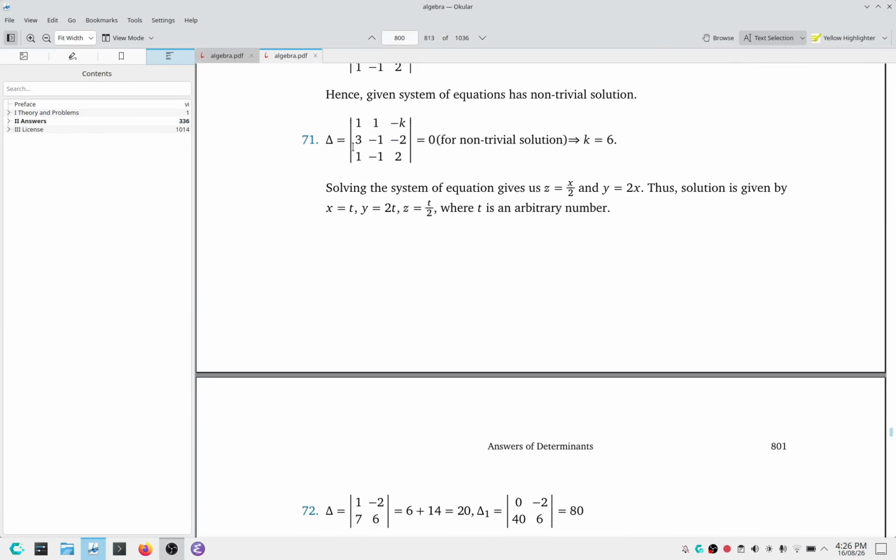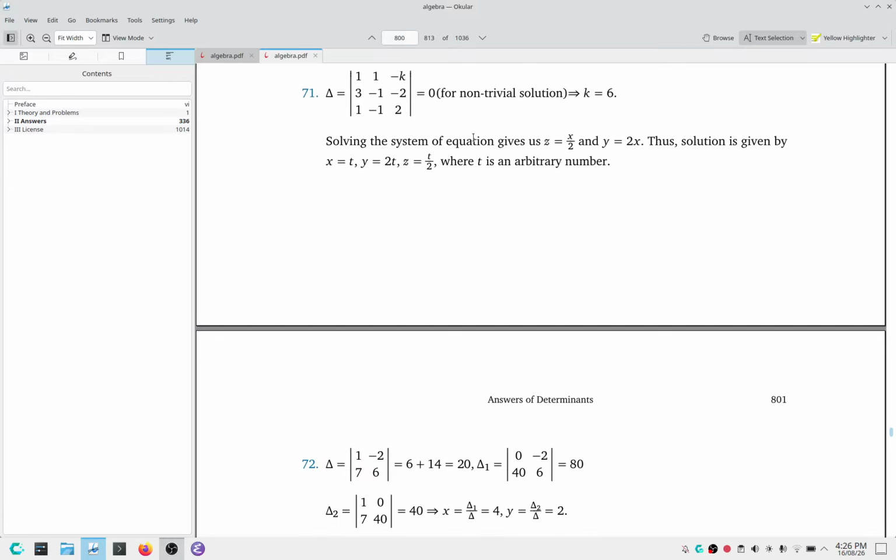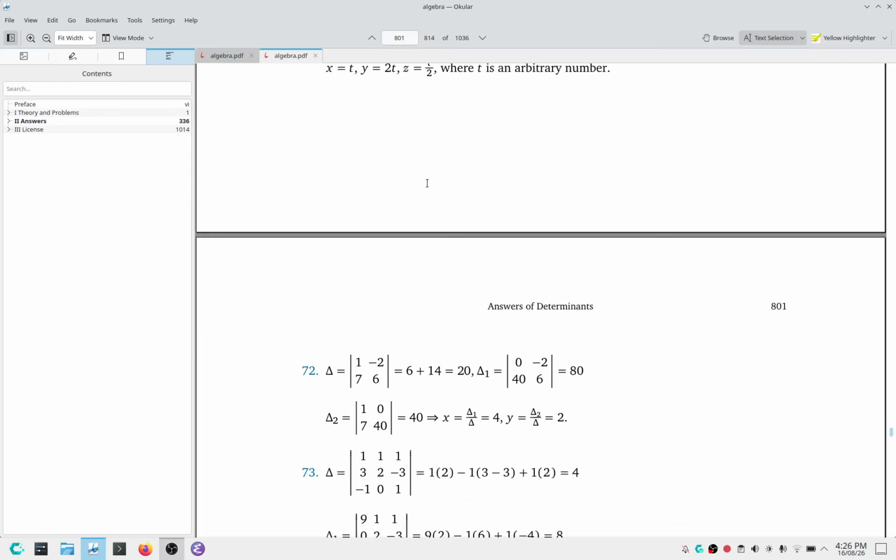Okay. So we have delta equal to the determinant with rows 1, 1, minus k; 3, minus 1, minus 2; 1, minus 1, 2. It should be 0 for non-trivial solutions. That is, k is equal to 6. Once you have k equal to 6, you solve the system of equations. You get z is equal to x plus y upon 2 and y is equal to 2x. So the solution is given by x is equal to t, y is equal to 2t, z is equal to t upon 2, where t is an arbitrary number.